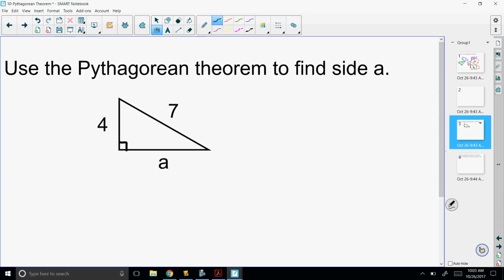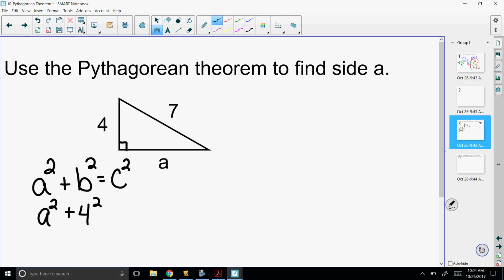You're to that point. Would you do it? How many of you sit here? I heard a different answer, and that's the way I would work through it. But a squared plus b squared equals c squared. Well, a is a. What's b? 4. And c is 7.